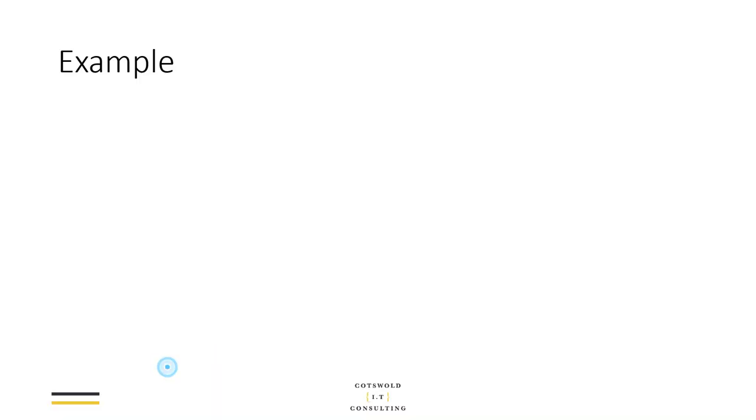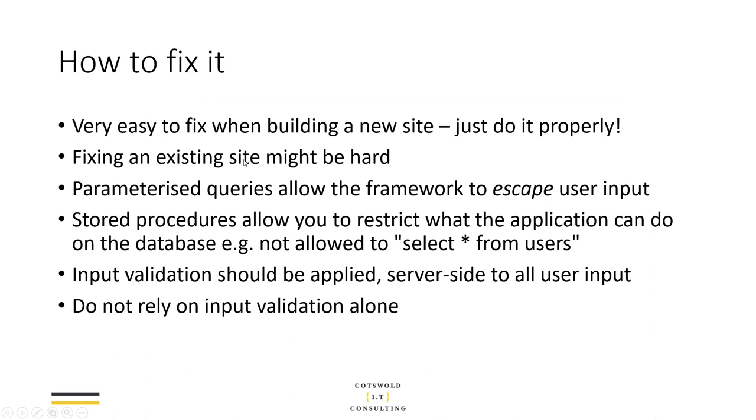So let's go back to here and say, well, how do we fix it? This is kind of important. Well, the first point to make is that fixing it is very easy when you're building a new site. You just do it properly. And just doing it properly means having a secure software development lifecycle. You should have a software development lifecycle anyway. And that's checklists, that's processes, that's authorizing things, that's signing off things, that's saying the architecture gets signed off by the manager and by the architect or whatever.